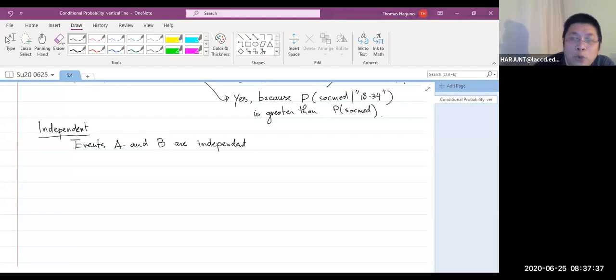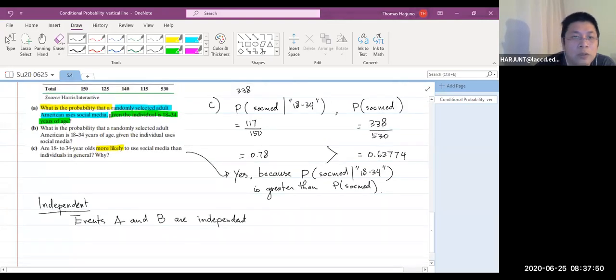How come we do not use the probability of 18 to 34 given social media? Because the earlier question was the likelihood of somebody using social media given that person. So the starting point, if you are 18 to 34, are you more likely to use social media compared to an individual in general? The issue they want to measure is the likelihood to use social media.